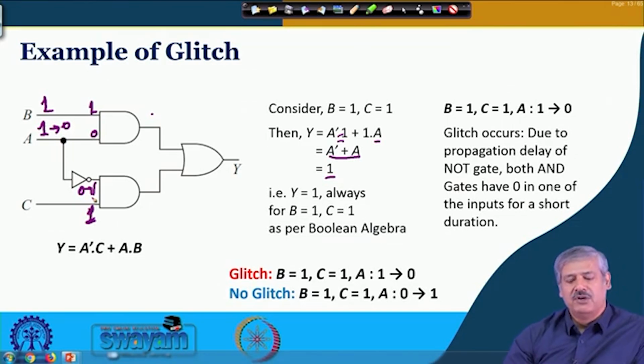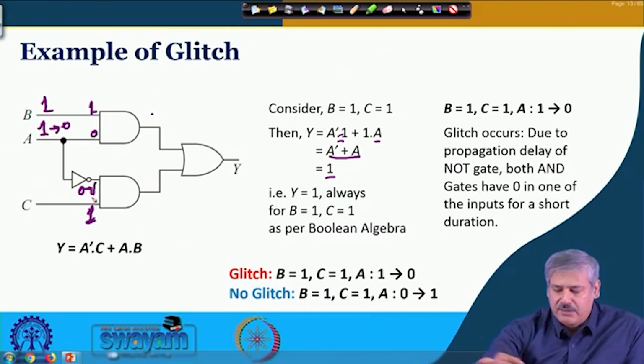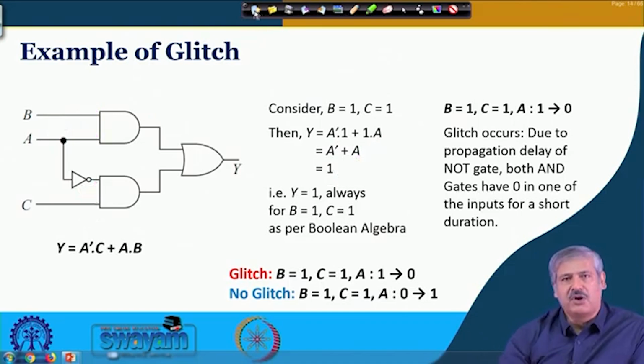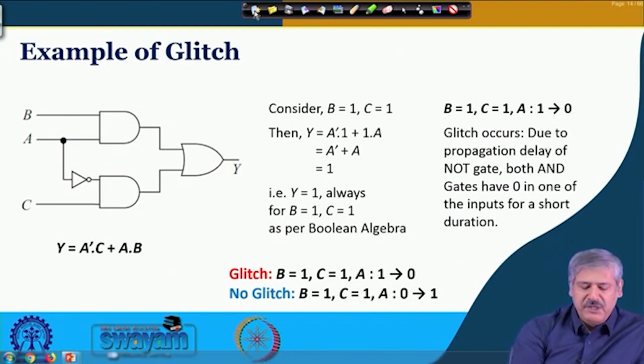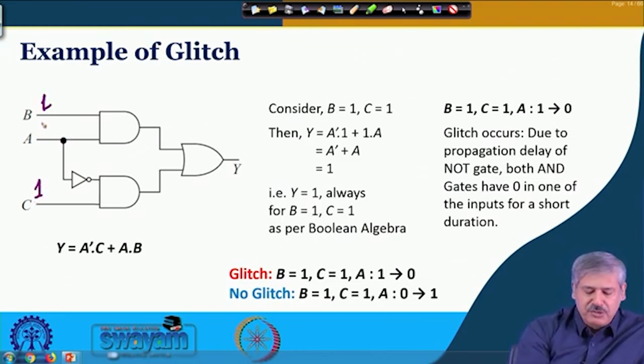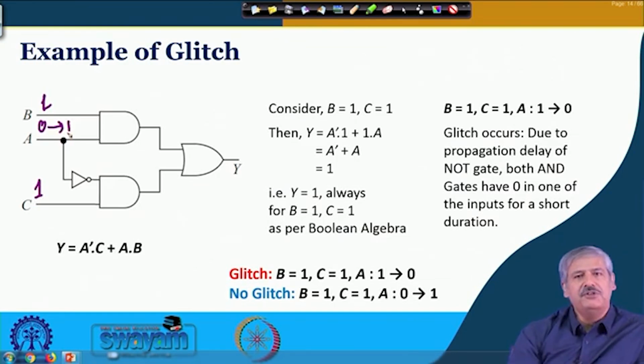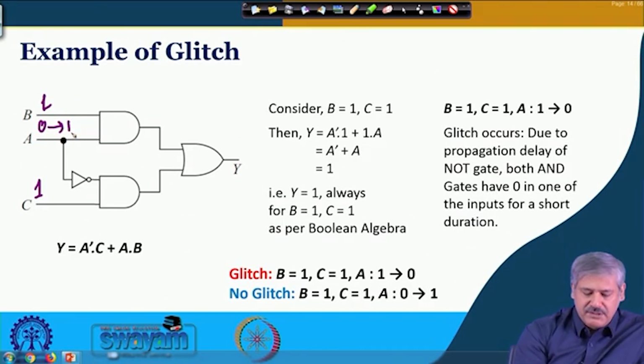Is it clear? So, this is the case when you see that a glitch is occurring, because this OR gate output is momentarily going to low. Okay. But if B is equal to 1, C is equal to 1 and A goes from 0 to 1, will there be any issue? Will there be any glitch? So, this is 0.